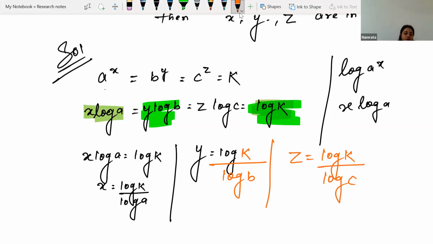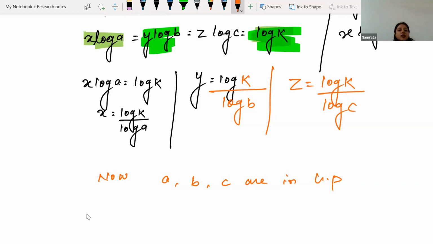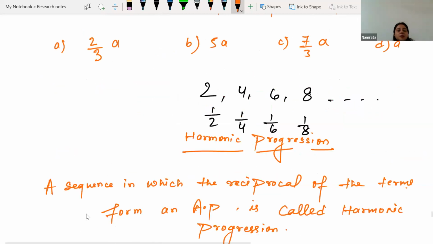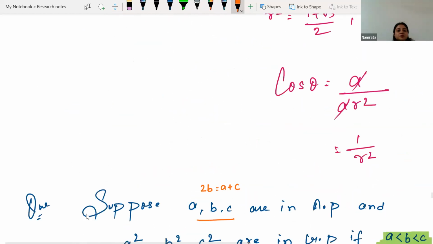Tell me. Okay. Now what exactly the question says? A, B, C are in GP. So previous day we were discussing one rule that when A, B, C are in GP, then log A, log B, log C will be in AP, right? How? Because when we started taking log A, log B, log C, the logarithm property we were applying, and then we realize, let me show you.